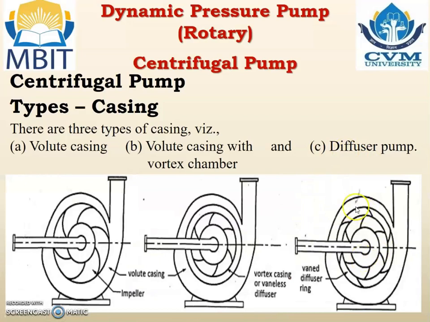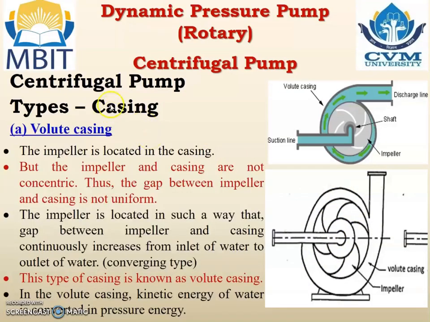This is another figure for the volute casing with vortex chamber, and the diffuser pump. Now let us study the different types of centrifugal pump on the basis of casing in detail. First one is the volute casing.